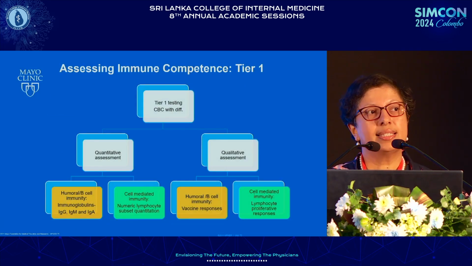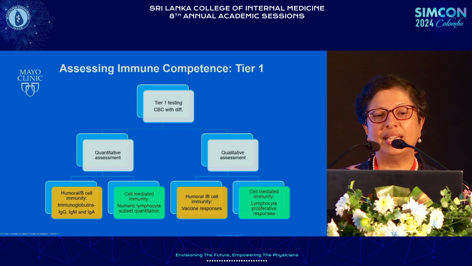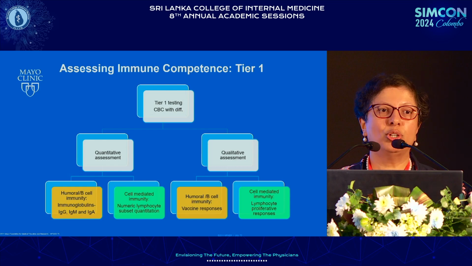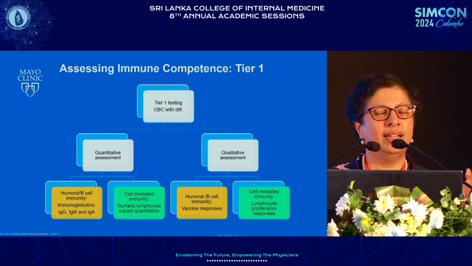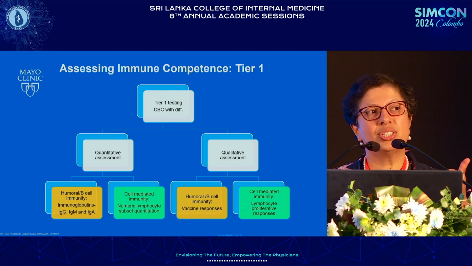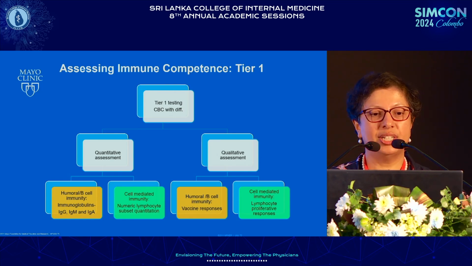So this is a take-home slide. I want you to take a picture if you would like. If you're thinking about immune deficiency, this is the basic immune workup that you should think about. Just getting baseline immunoglobulins. This is a cheap, easy test available at most hospitals. Some of these more specialized tests like lymphocyte enumeration may or may not be available, and that's okay. You can just start with basic immunoglobulins as a first-tier screening test for your patients.